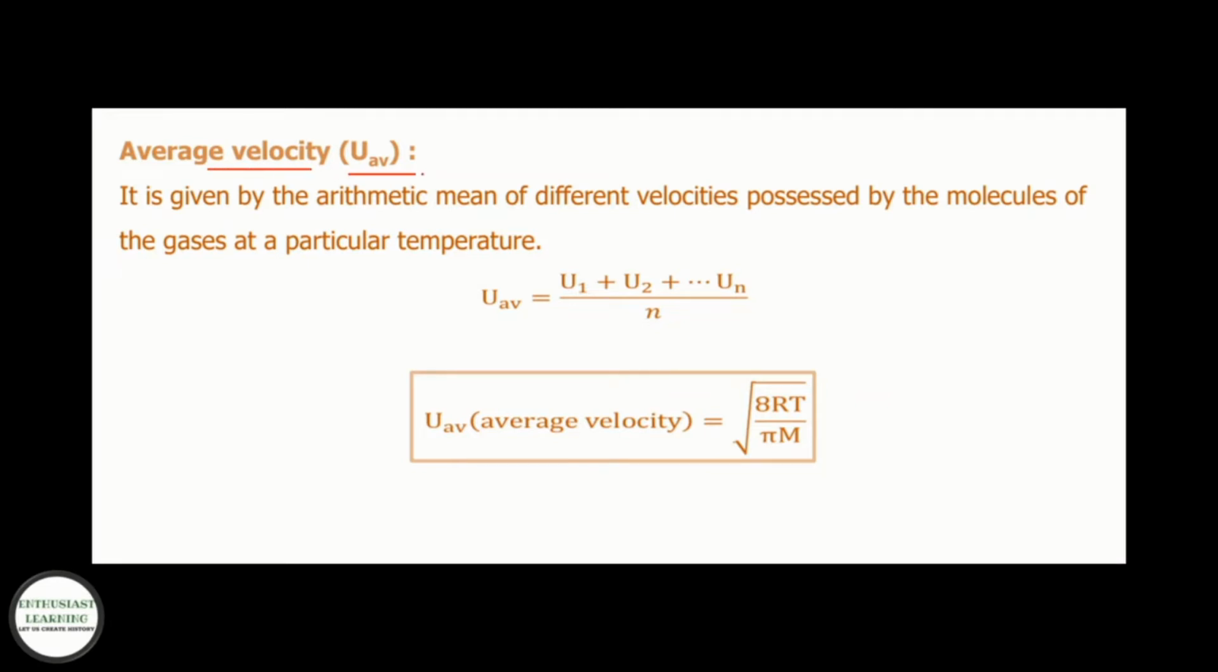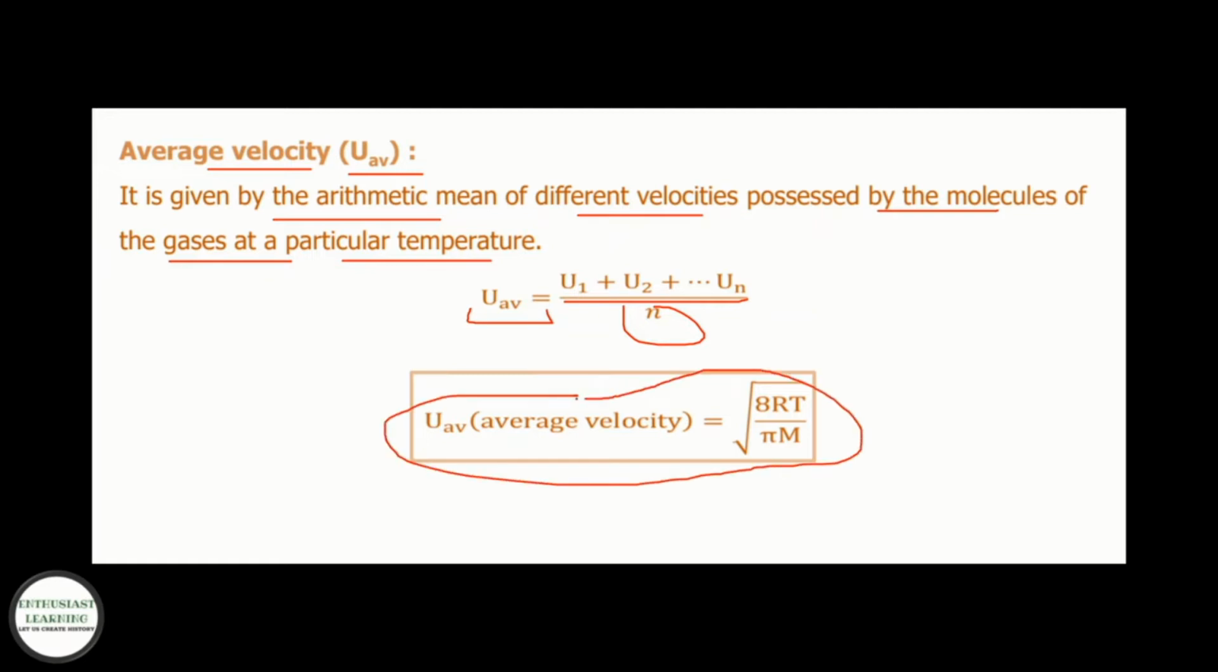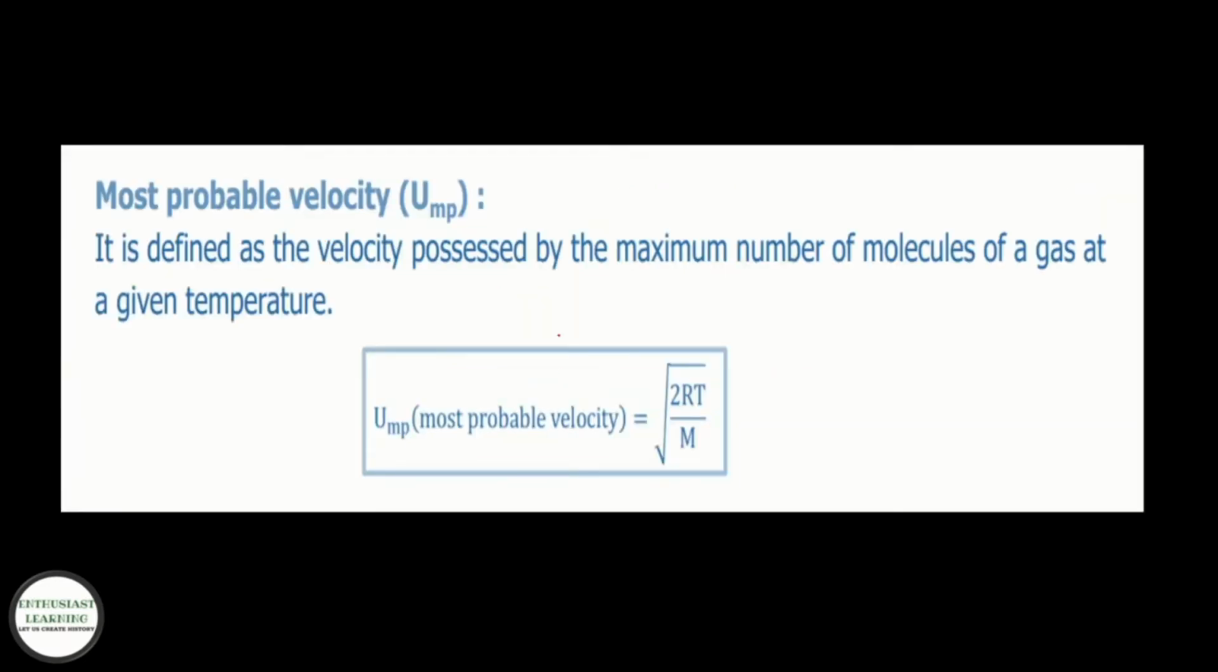Average velocity, UAV. It is given by the arithmetic mean of the different velocities possessed by the molecules of the gases at a particular temperature. U average is equal to (U1 plus U2 till Un) upon n. U average is equal to under root 8RT by pi m. Most probable velocity, UMP. It is defined as the velocity possessed by the maximum number of molecules of a gas at a given temperature. UMP is equal to root 2RT by m.